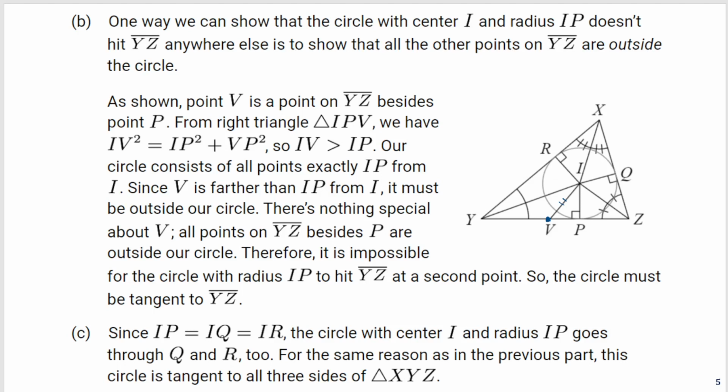There's nothing special about the point V. As long as it's not point P, it must be outside of the circle I. Therefore, it's impossible for the circle with radius IP to hit the line YZ at a second point, which means that circle I must be tangent to YZ, right?